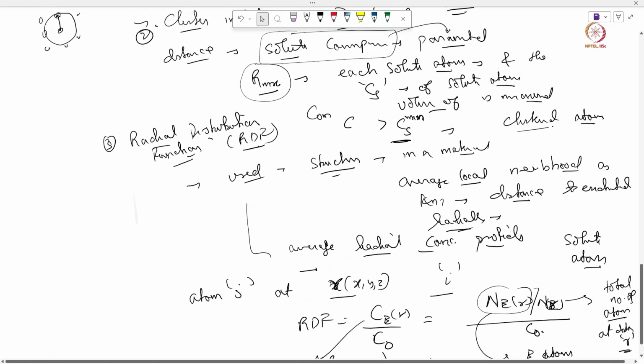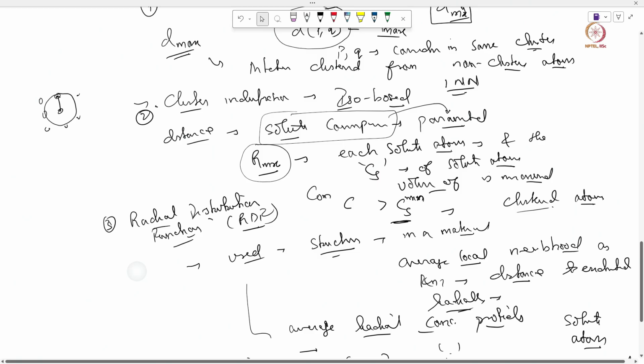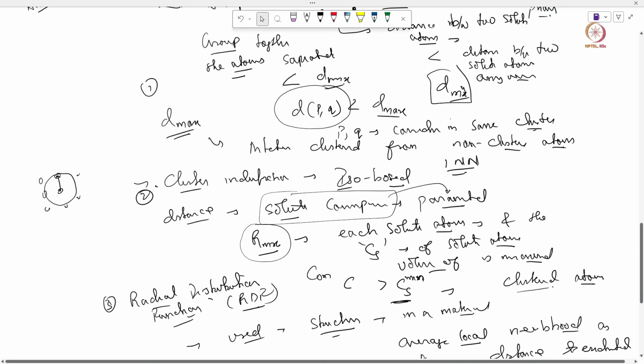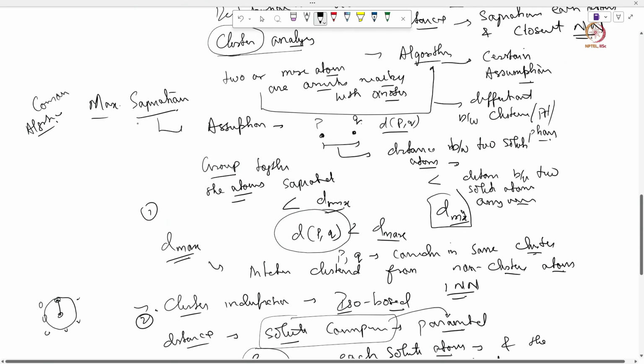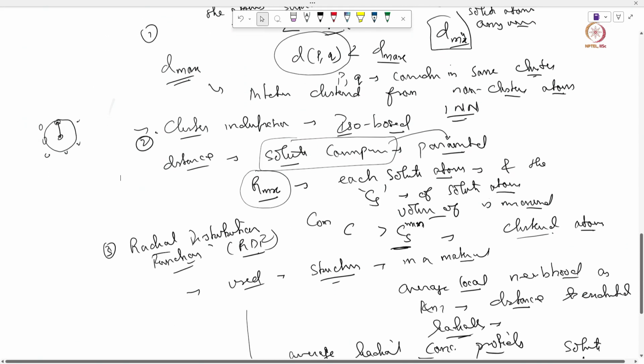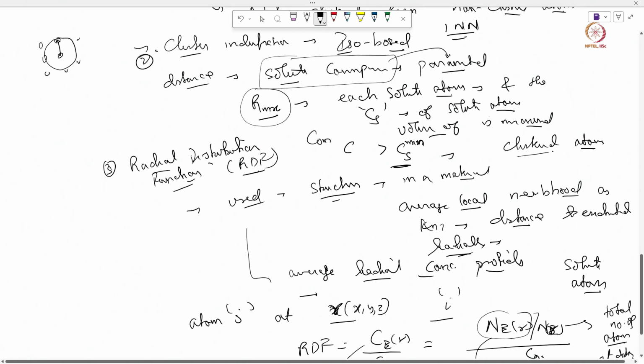So the radial distribution function, the cluster identification by solute concentration, and the cluster identification based on the maximum separation distance are the three basic methods to identify clusters in any tomography data. After a few classes, I will also cover some standard data sets, and I will show you how these clusters are identified through these algorithms in the standard software.